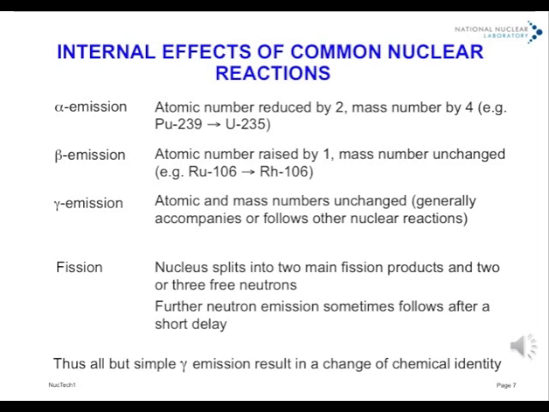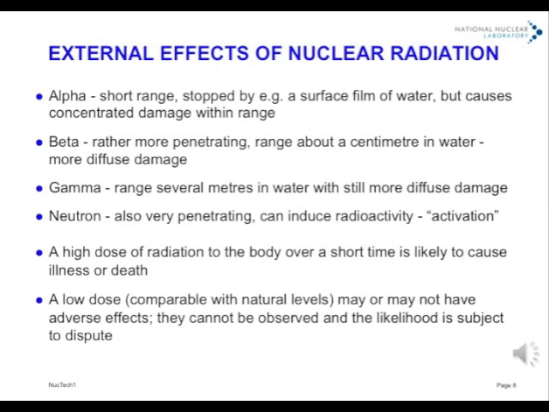Fission produces two lighter elements in the middle third of the periodic table, though seldom at the centre of it, besides some free neutrons. External effects of nuclear radiation. Emitted radiation interacts with external matter in ways that are often of medical concern. An alpha particle has very high energy, but interacting strongly with matter has a very short range and can be stopped by a sheet of paper or surface film of moisture, while causing concentrated damage to molecules within that range.